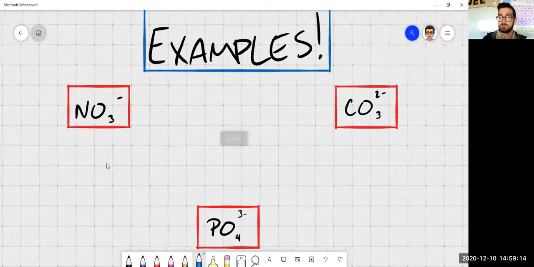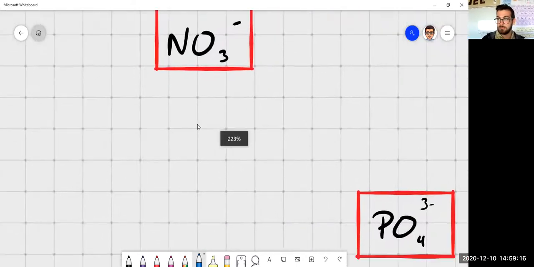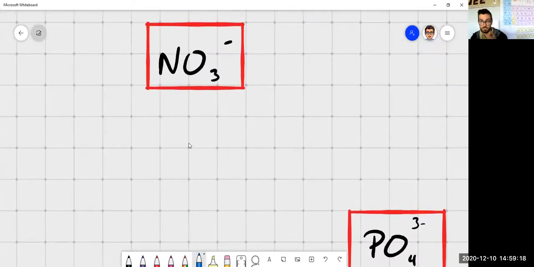So here are some examples. Let's look at nitrate. What was the first step? Count your electrons and figure out how many electrons we're dealing with. How do we do that? We look at the valence number for each atom. We have one atom of nitrogen, so we know we're going to have 5 electrons, because nitrogen has 5 valence electrons.